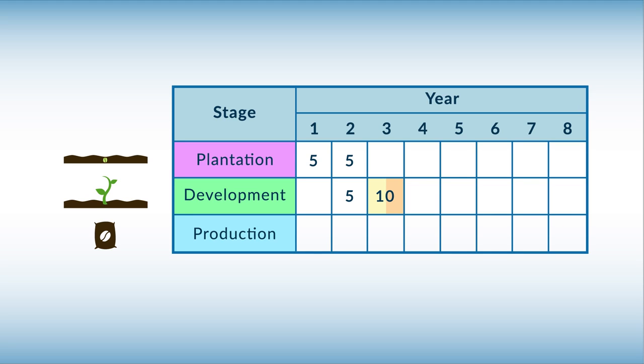In year 4, we will only have 5 hectares in the development block, as the 5 hectares planted in the first year will now have graduated to the full production block. And from 5 years onwards, we will have all 10 hectares in full production.